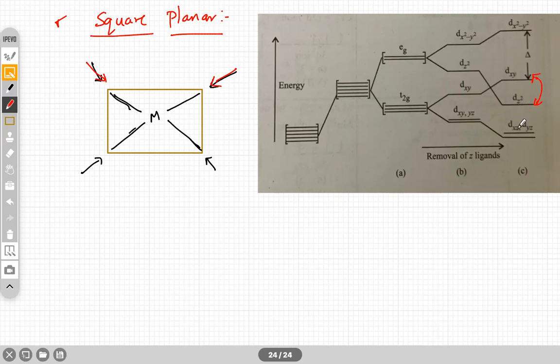Dz square and dxz, dyz: you see, obviously dxz is in the xz plane and dyz is in the yz plane, perpendicular to the xy plane. But dz square, you know, this orbital has an electron cloud in the xy plane. Yes or no? Yes, this is dz square. It has the electron cloud in the xy plane, and that's why this orbital experiences slightly more repulsion than dxz and dyz, right? Hence the splitting is this.